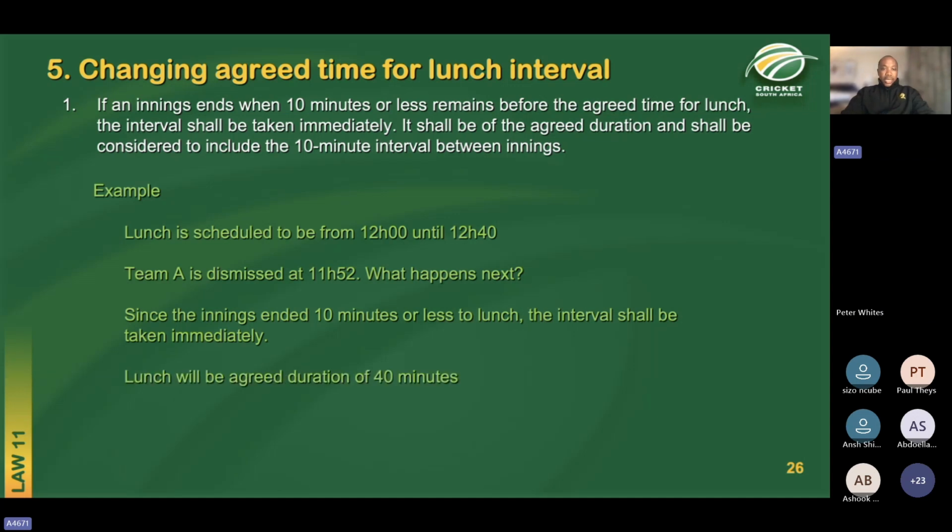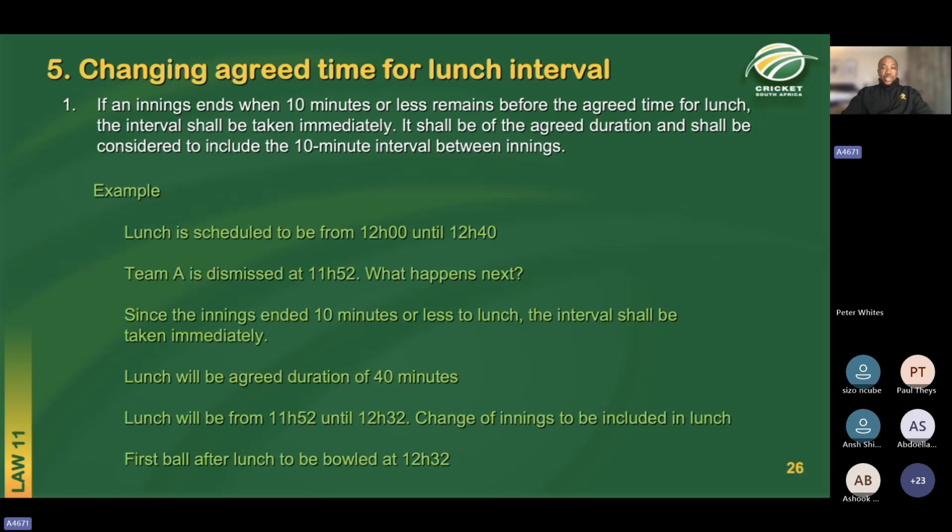So it will remain its agreed duration of 40 minutes, meaning we will now take lunch immediately at 11:52 until 40 minutes later, 12:32. And the change of innings is included in that lunch break. We won't lose any overs. First ball after lunch to be bowled at 12:32. Pretty straightforward.